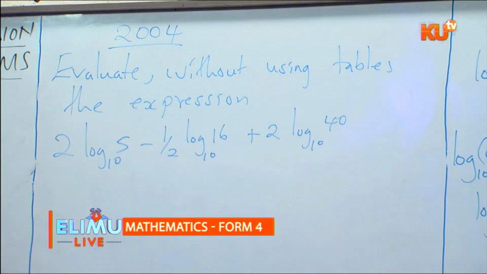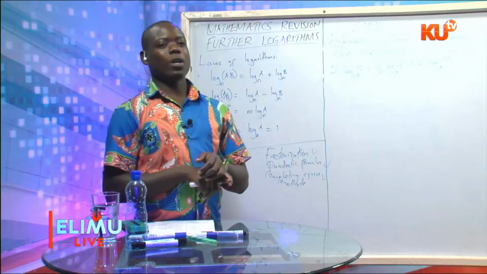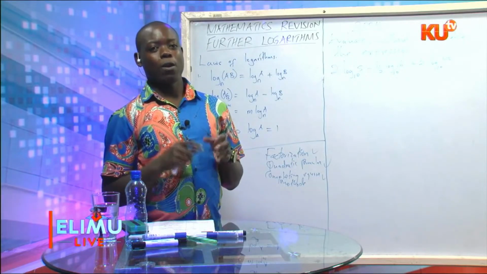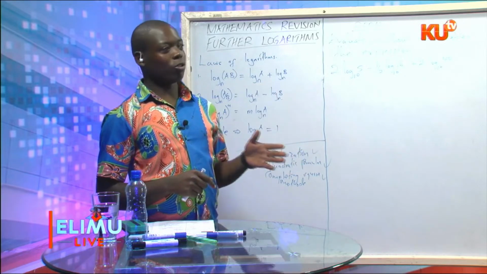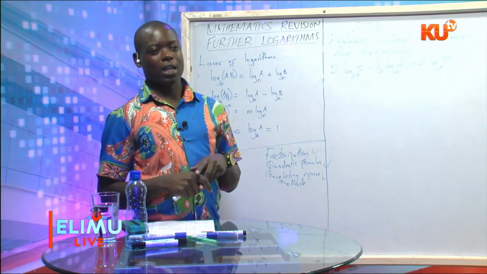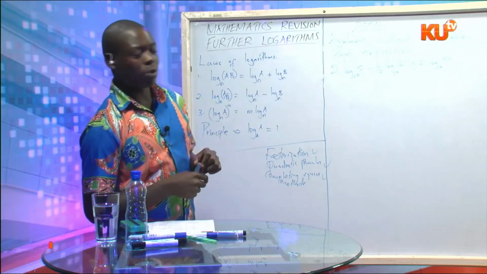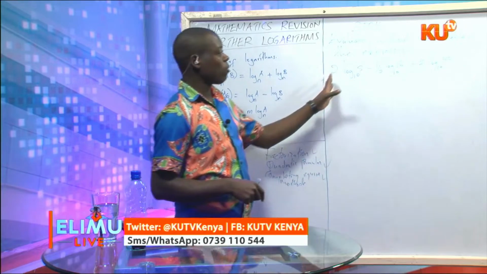I highlighted to you that we are looking at two things. We are looking at solutions of logarithmic equations, and number 2, simplifications of logarithmic expressions. From 1992 up to 2003, we were dealing with equations. That is what was tested. When we come to 2004, we are not doing the equations. We are now doing expressions. And so that's why there is no equal sign.